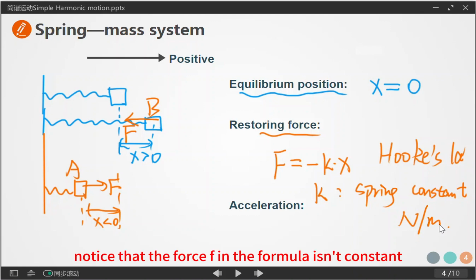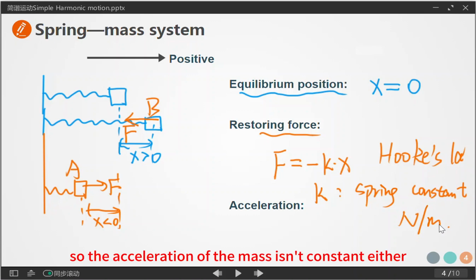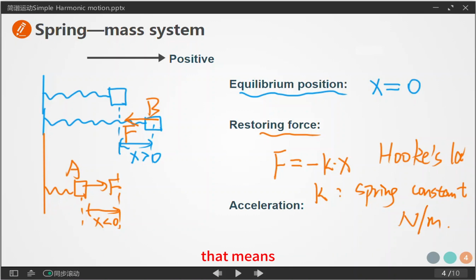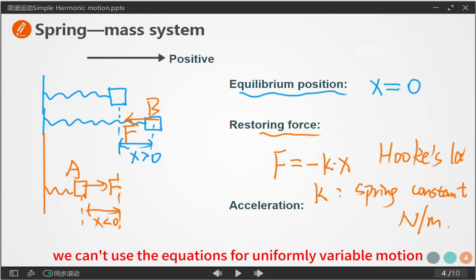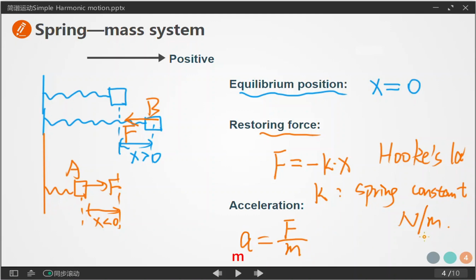Notice that the force F in the formula isn't constant. It changes with position, so the acceleration of the mass isn't constant either. And that means we can't use the equations for uniformly variable motion. So here, the acceleration can be expressed as a equals F over m.